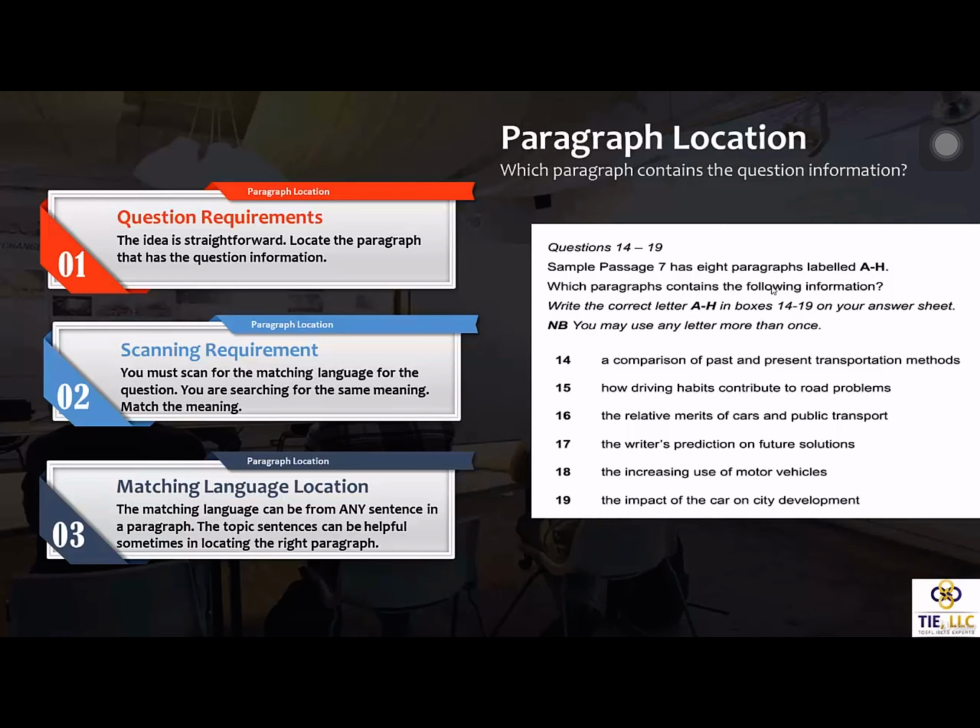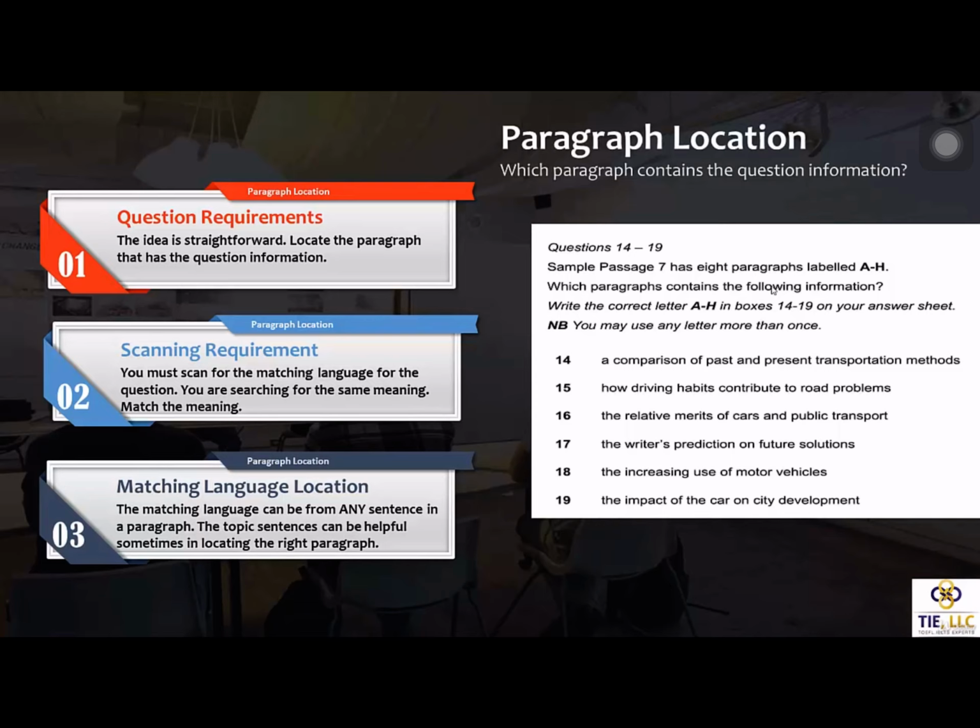So, for example, number 14 says, a comparison of the past and present transportation methods. So you have to find which one of the paragraphs, A through H, has information that is comparing the past and the present transportation methods, right? Or for number 16, the relative merits of cars and public transport. Again, which paragraph is talking about that? Which paragraph is discussing the merits of cars and public transport?